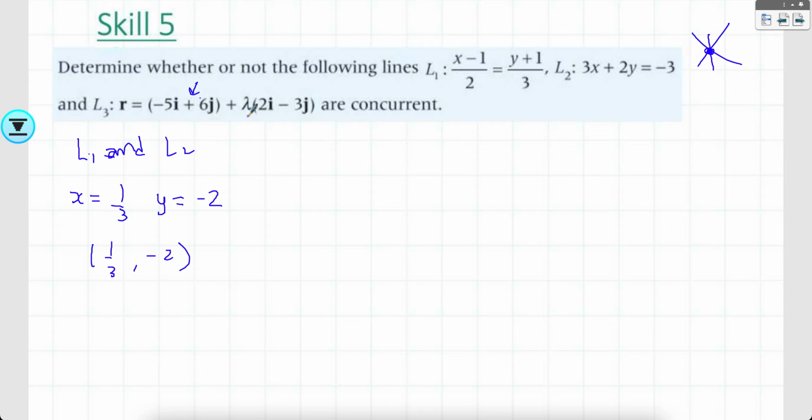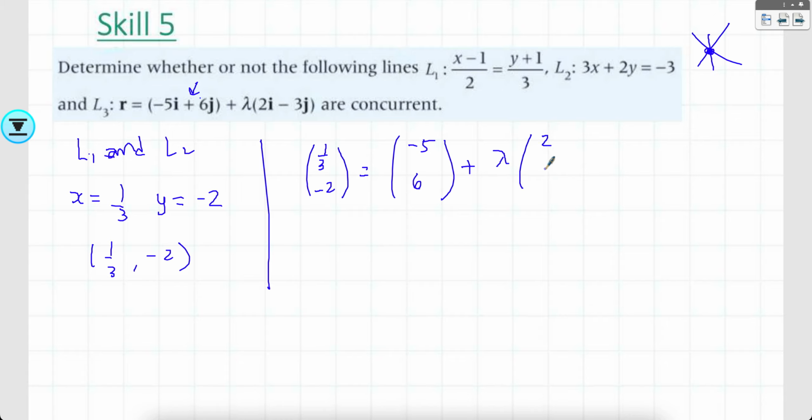Well, let's see. Is there a lambda that I can substitute here that will end up simplifying this to give me (1 over 3, -2)? That will confirm that (1 over 3, -2) belongs on the line. So we will set up the equation. Let's say (1 over 3, -2) is equal to (-5, 6) plus lambda (2, -3). We're establishing, does this work? You end up with 2 equations.